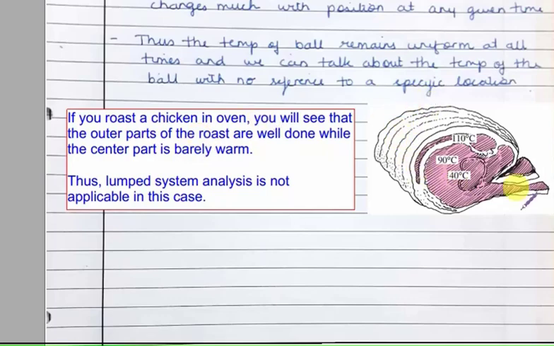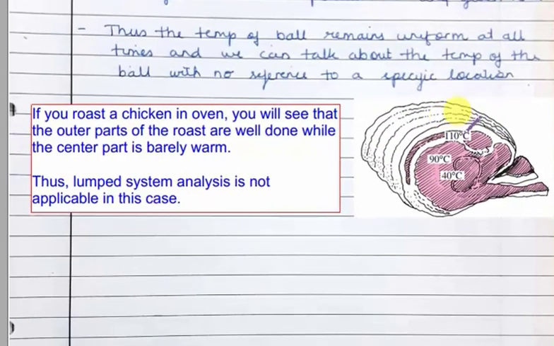Again, the same example of chicken: the outer part has a temperature of 100 degrees. If you move in the inner direction, the temperature will be 90 degrees, and at the center the temperature will be 40 degrees. So this is not under lumped parameter analysis. You can't say that the body is behaving like a lump. Why? Because the temperature is changing with time and also with position. For lump parameter analysis, we take the case that the temperature will not change with respect to position.